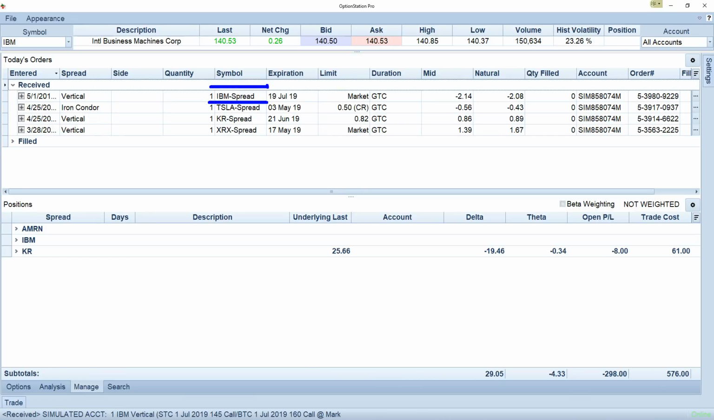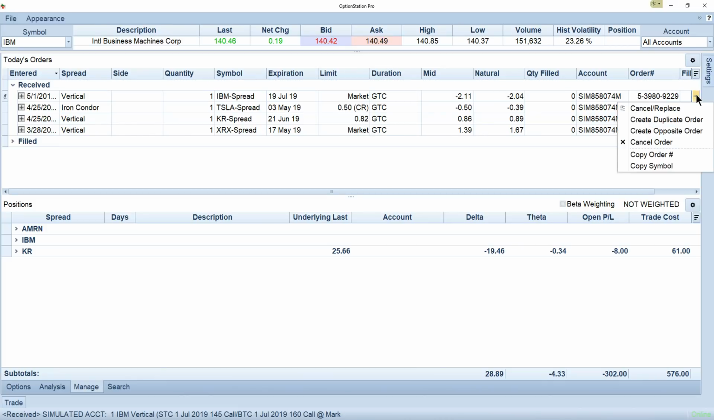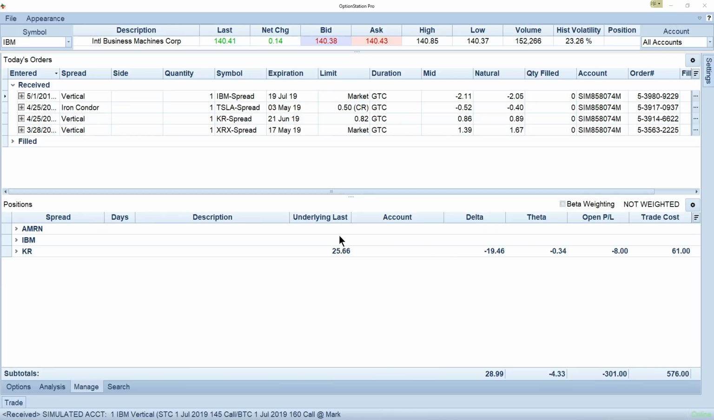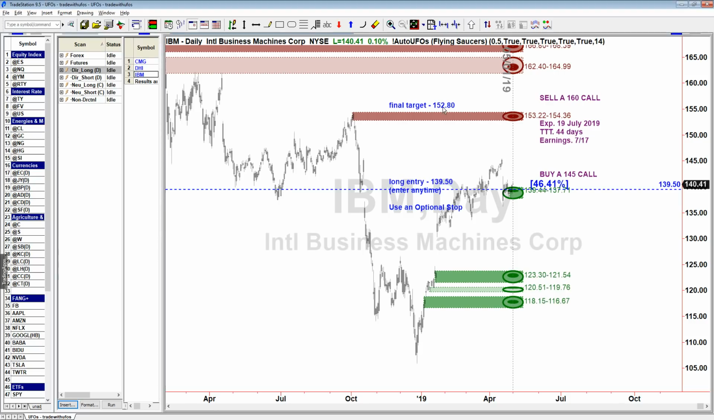Okay, remember, it's a market order where, if I was to click on the three little dots and cancel replace, I cannot edit. But notice how the activation rule is marked, which means that I have an activation rule in place. In this case, the activation rule is for me to close the bull call spread if IBM was to reach 152.8, which was the target that we set earlier when we planned the trade.